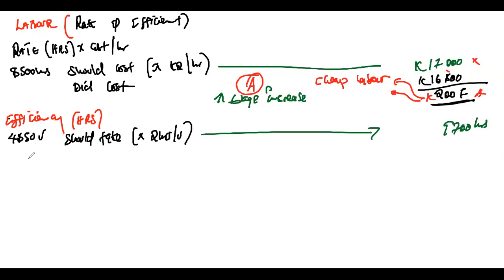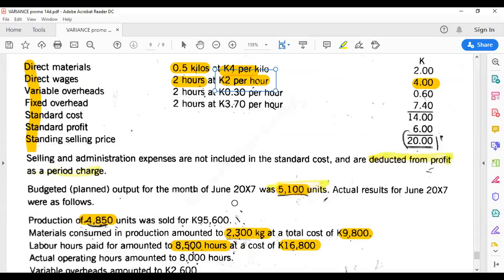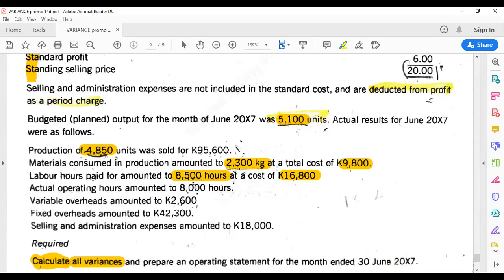But how many hours did it actually take them? Here I want to show you something where most students make mistakes. Because the examiner is not a fool, he knows some students are overexcited and overconfident, and they are going to miss this point. So he puts it in the exam. Labor hours paid for amounted to 8,500, but actual operating hours amounted to 8,000 hours.